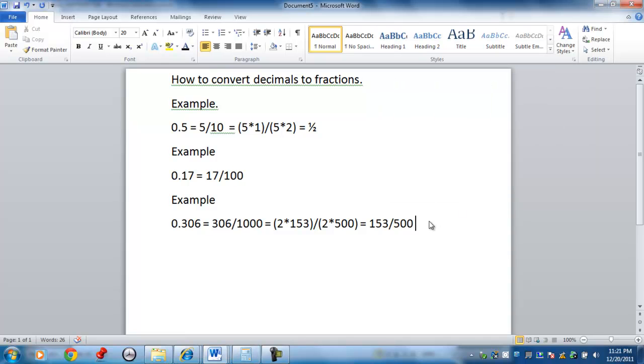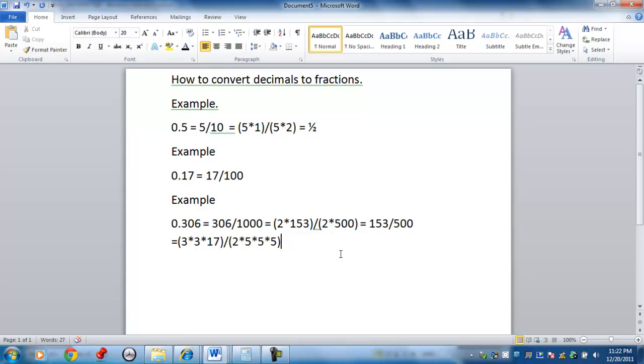However, if I look at the remaining factors of the numerator, I have 3 times 3 times 17, and in the denominator, 2 times 5 times 5 times 5. I don't have any common factors. Since I don't have any common factors, my answer, 153 over 500, is reduced to lowest terms.